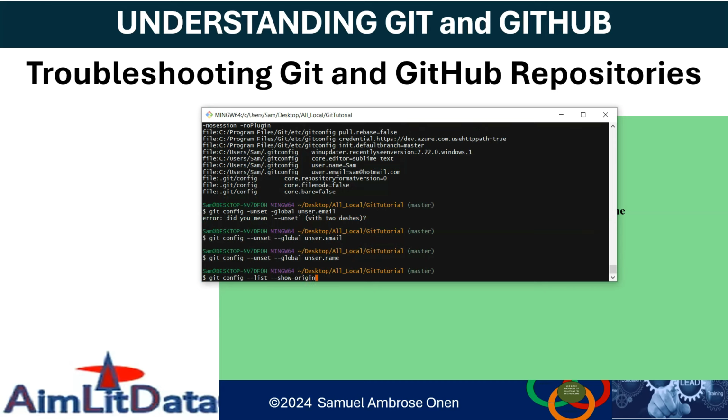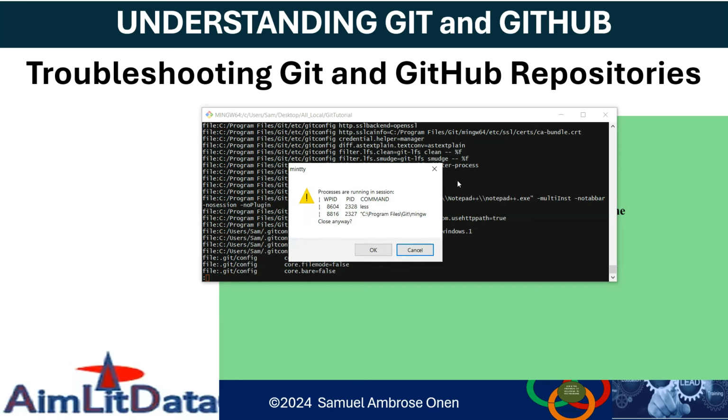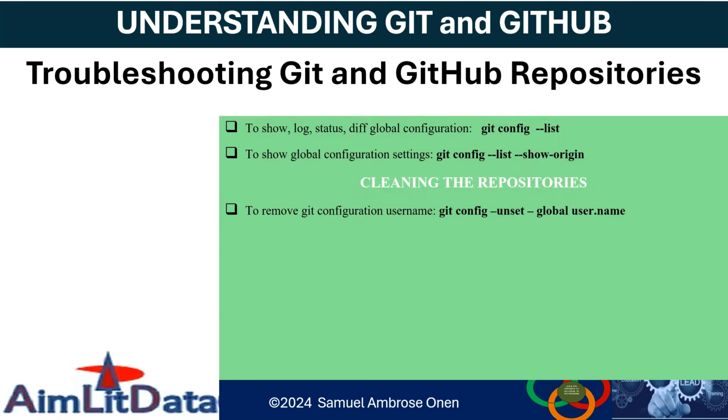But when we run git config --list --show-origin, the username is still there. The username is still there. It's not gone yet. It's not gone yet. Now, what if we terminate this, and then we start again?